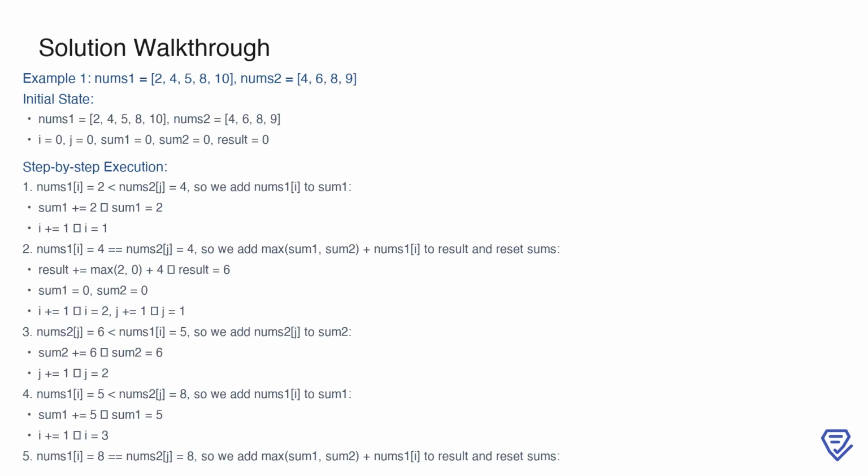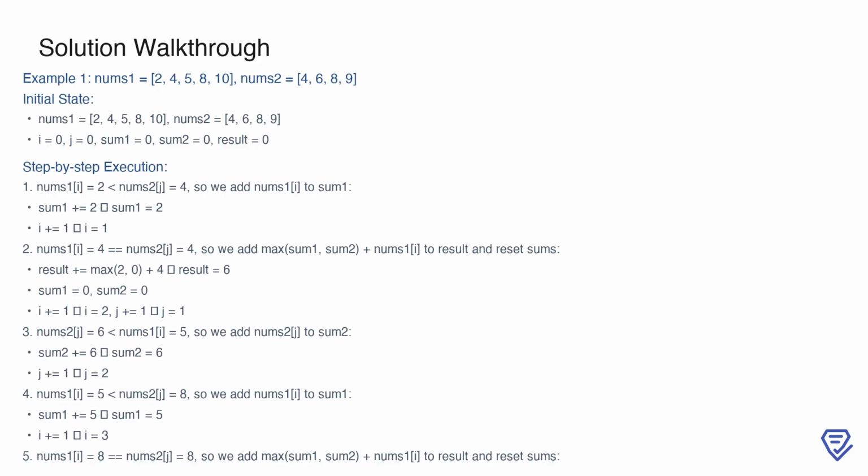To begin solving the problem, we are given two arrays, nums1 is 2, 4, 5, 8, 10, and nums2 is 4, 6, 8, 9. We initialize pointers i and j at 0 for both arrays, and set sum1, sum2, and result to 0. Now, as we compare elements from the two arrays, the process unfolds as follows. The first element of nums1, 2, is less than the first element of nums2, 4, therefore, we add 2 to sum1, updating sum1 to 2, and move the pointer i to the next position.